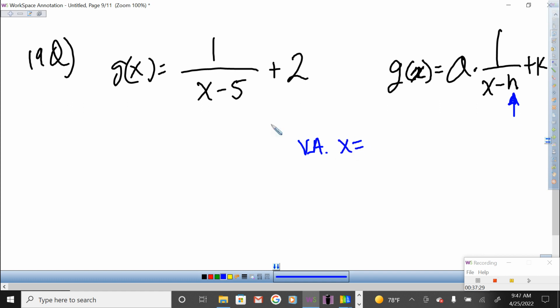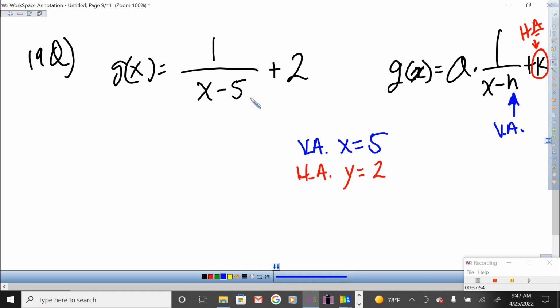So, by looking at it, what is my vertical asymptote for this one? 5. That is correct. How about my HA? What is my horizontal asymptote? Tell your neighbor. 2, that is correct. The k is our horizontal asymptote. Label it if you forgot. HA, it's this one. VA, it's that one.